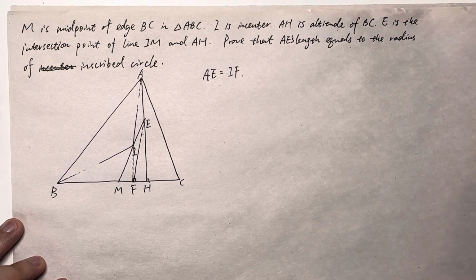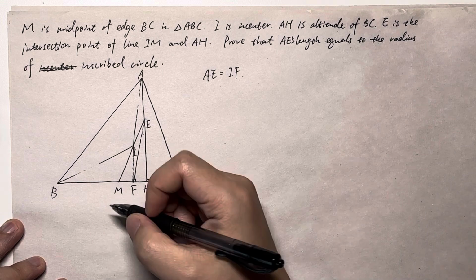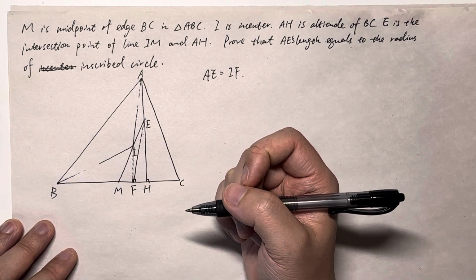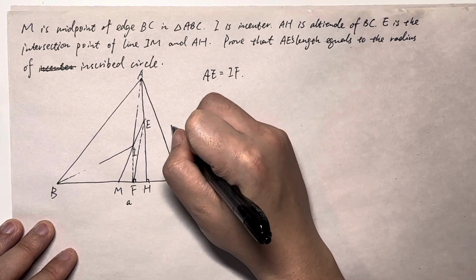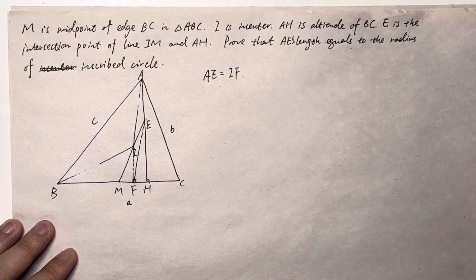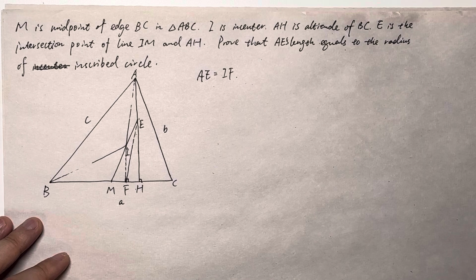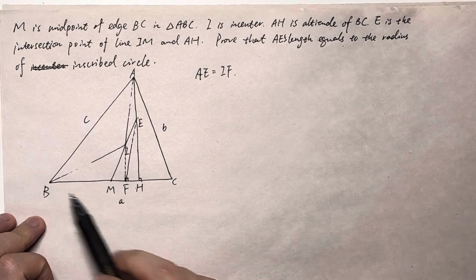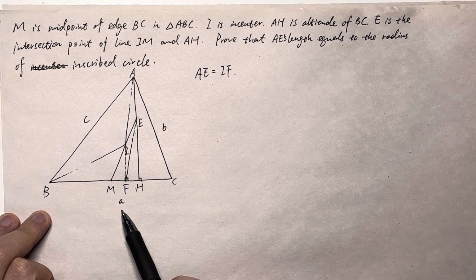For this problem, it's a little bit tricky, because you can calculate it. So let's do it this way. It's like a brute force solution: we calculate everything out and then we prove. The first thing is that M is the midpoint of BC, so BM equals MC equals half of a.